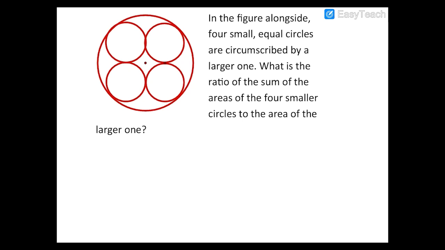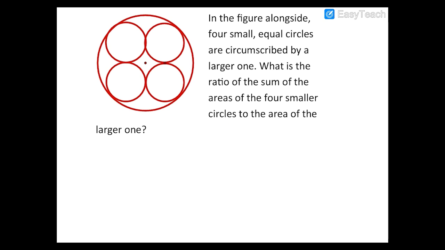Next question says, in the figure alongside, 4 small equal circles are circumscribed by a larger one. What is the ratio of the sum of the areas of the 4 smaller circles to the area of the larger one? Now let's look at this problem. What they want here is the ratio of the sum of the areas of the smaller circles to the area of the larger one.